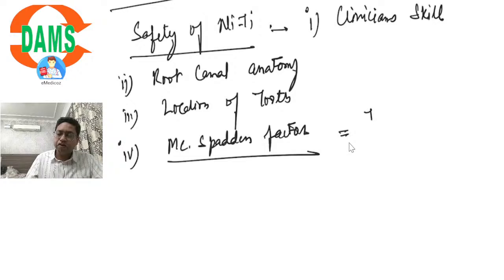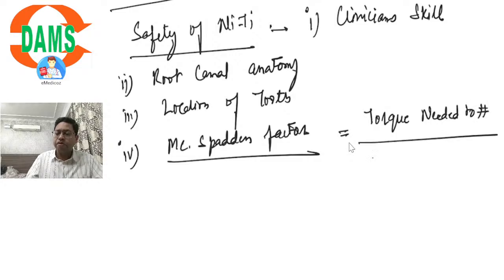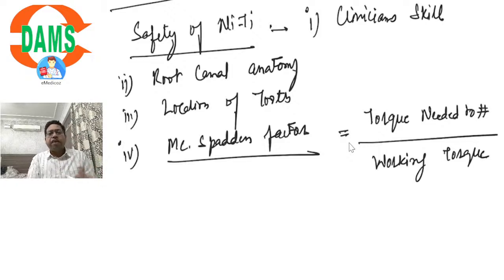It is the ratio of torque needed to fracture upon working torque. Every instrument has a manufacturer recommended working torque, and every instrument has a maximum torque, or the force that can be applied to the instrument for fracture. So the ratio of torque needed to fracture upon working torque is called the Max Padden factor.